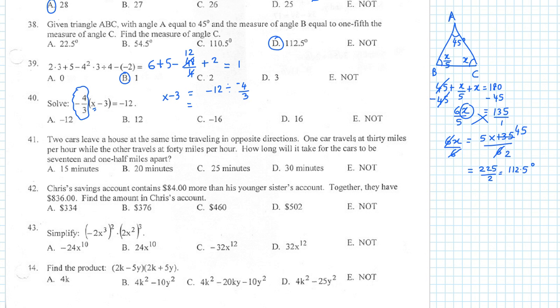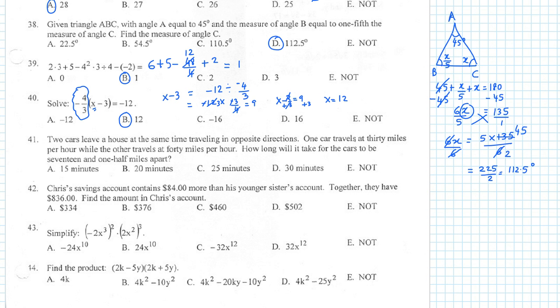So let's take care of the right side first. So this is minus 12 times minus 3 over 4. So we know that minus times minus is plus, so I'll just cancel this minus sign. 12 divided by 4 is 3. 3 times 3 is 9. So we have x minus 3 equal to 9. So in order to find the value of x, we can remove minus 3 from the left side by adding 3 on both sides. So minus 3 plus 3 cancels. So x is equal to 9 plus 3, which is 12. So B is the correct answer.